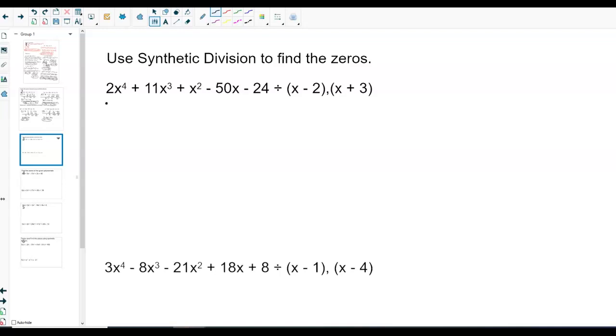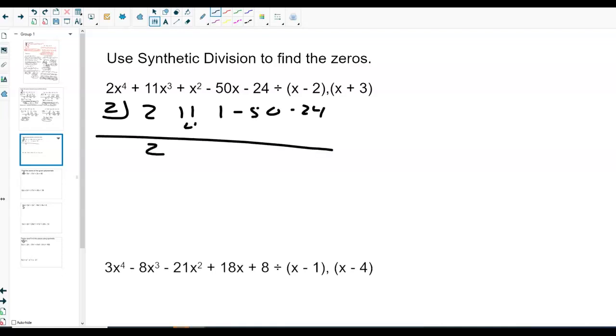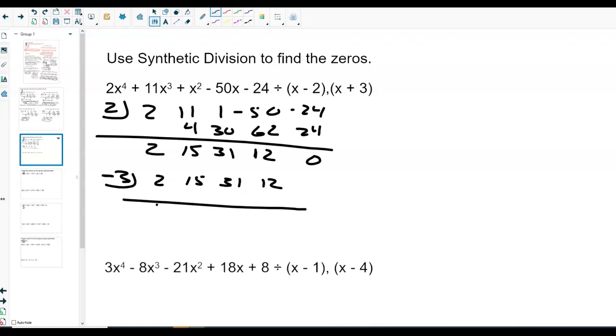So here, it does not matter which one you do first. I'll do the 2 first. But once again, it does not matter. Drop the 2, we get 4. 15, we get 30. 31, we get 62 here. 12, we get 24, and we get 0. We need to use the depressed equation. And what makes that x plus 3 equal to 0? Negative 3. 2, 15, 31, and 12. Drop the 2, we get negative 6, and it's 9. We get negative 27, and it's 4. We get negative 12, and it's 0.